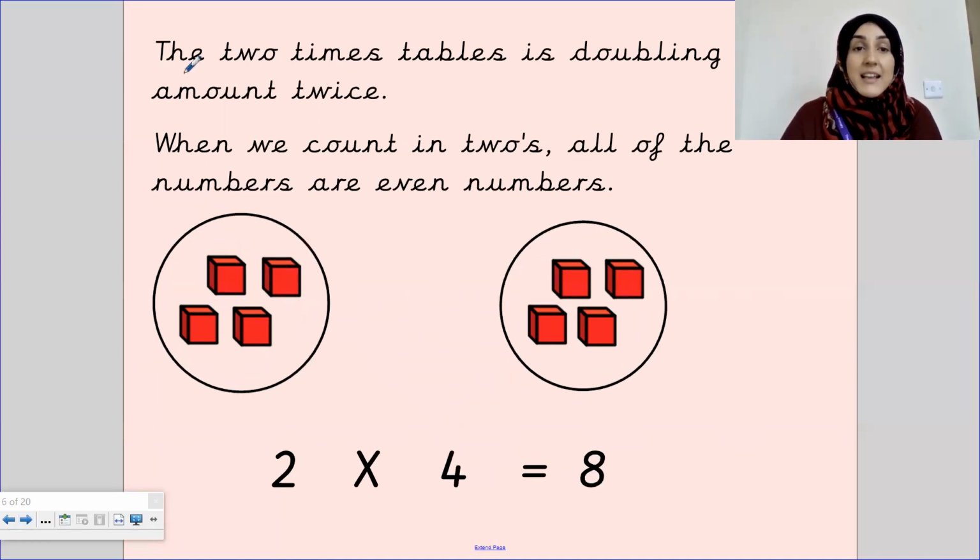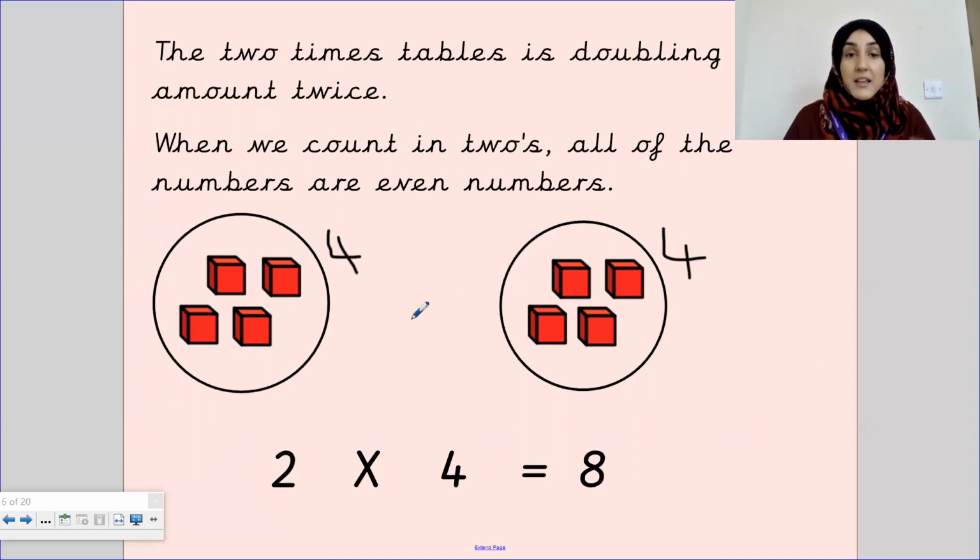Okay, next we have 4 cubes in one group and we have 4 cubes in another group. So we have 4 on this side and we have 4 on this side. Can you see that there is always the same amount in each group? So the 2 times table is doubling an amount twice. So we've got one group and then we've got a double. We've got the exact same amount twice. So 2 multiplied by 4 equals 8.